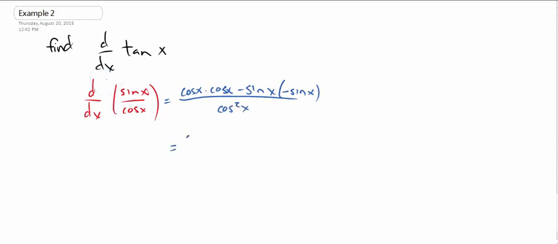And what do we have? Well, we have cosine squared x plus sine squared x over cosine squared x. And that numerator is just 1. And a simpler way to write 1 over cosine squared x would be secant squared x. So the derivative of tangent is equal to the secant of x quantity squared.